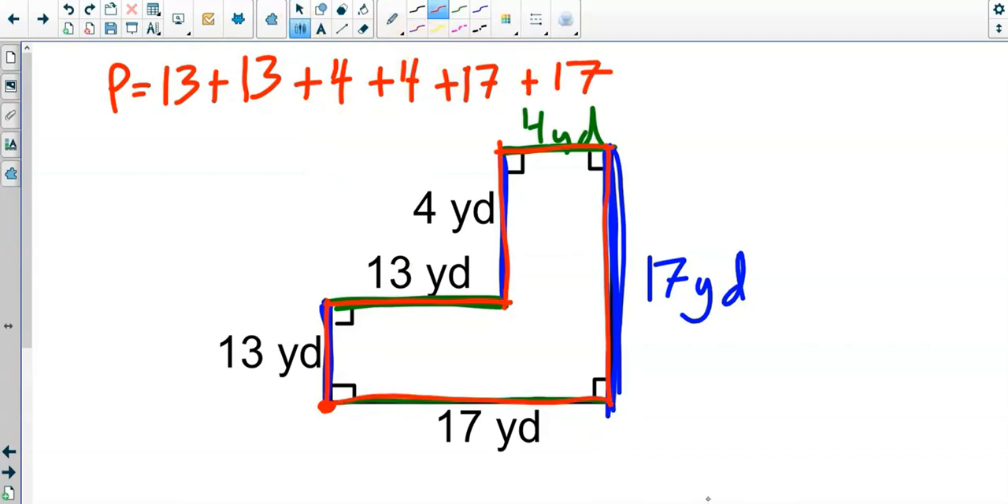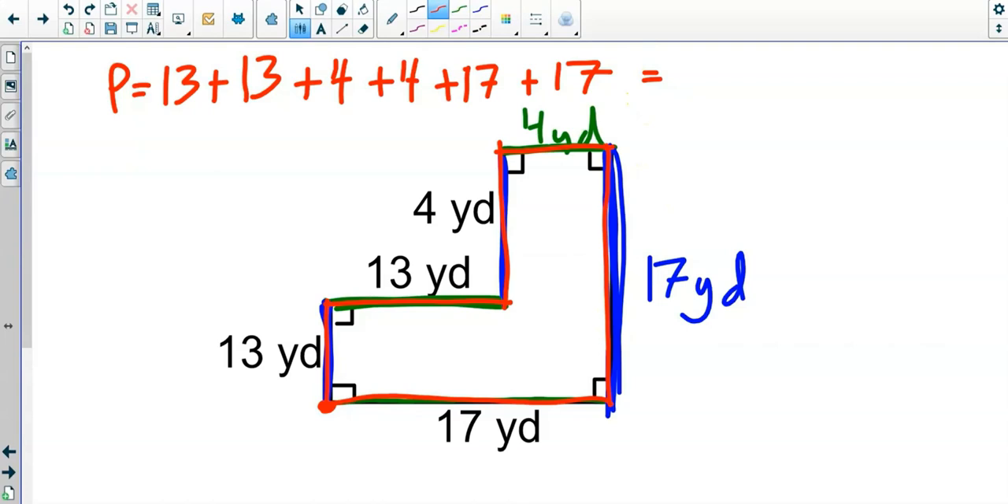So add all those numbers up, and you now get the perimeter of your shape, which would be 13 and 17, that gives you 30. 13 and 17, that gives you 30. 30 plus 30 is 60, plus another 8 in the middle, so 68 yards.